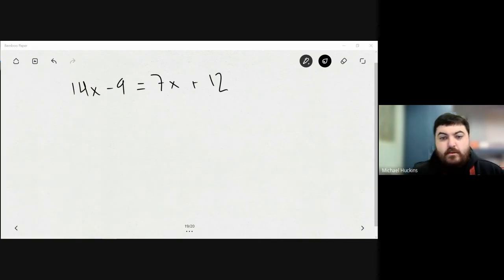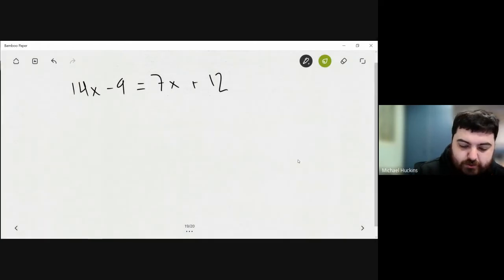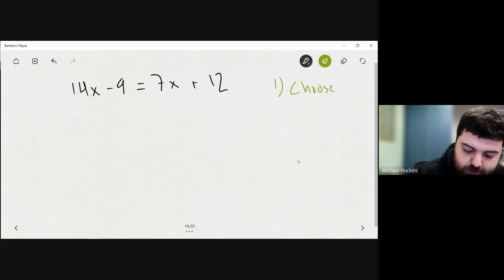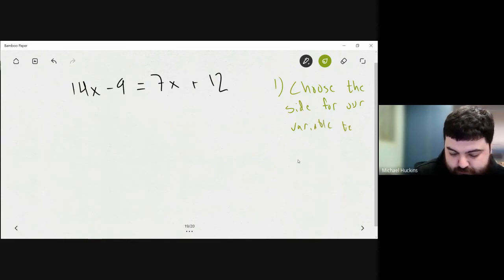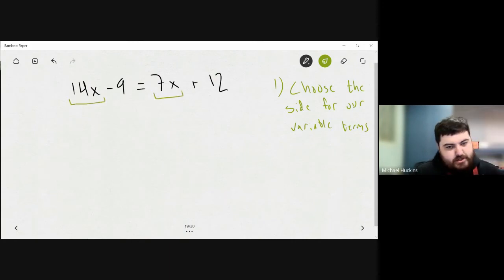So there are strategies we need to take or should follow when solving these. The first is we want to choose the side for our variable, or more accurately, for our variable term. So what this is saying is, because we have two variable terms here, we can clearly see that with 14x and 7x, we need to decide which side of the equation our variable should end up on.